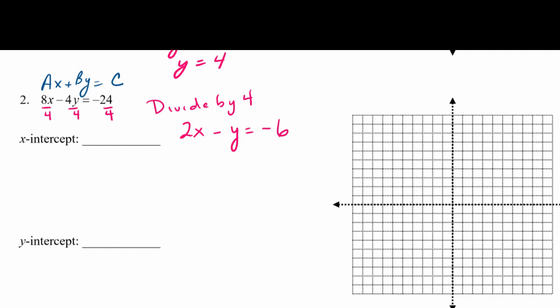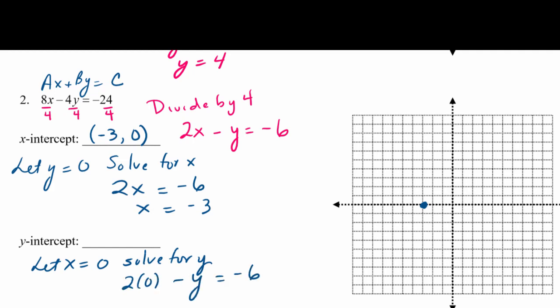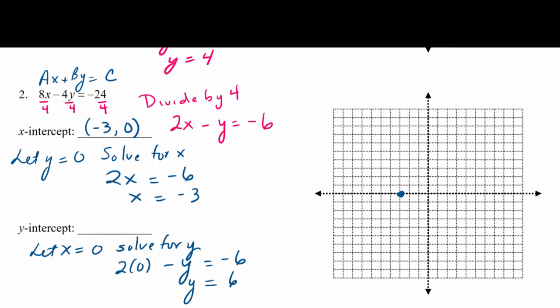And so again, to find the x-intercept, we let y equal 0 and solve for x. So y equals 0, we get 2x minus 0 equals -6, or x equals -3. So we get -3, 0 as our x-intercept. I'm going to come over here and put a -3, 0. There we go. And then for the y-intercept, we set x to 0 and solve for y. So now we get 2 times 0, so -y equals -6, divided by -1 on both sides, y equals 6, so we get 0, 6.